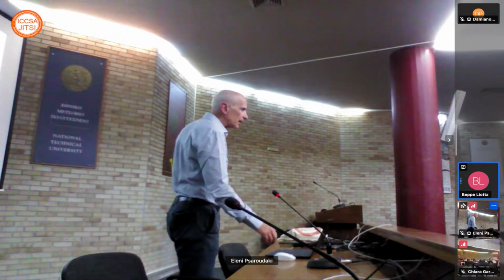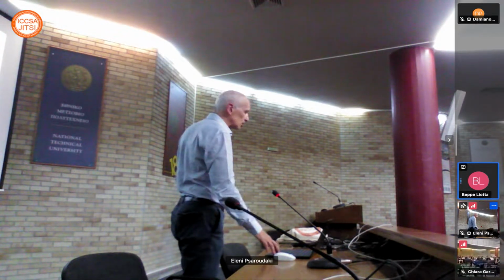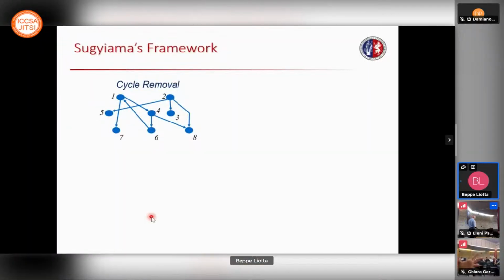So another famous algorithmic framework is the so-called Sugiyama's framework. Sugiyama was a researcher in Japan, and he came up with his students, Sugiyama, Takao, and Toda, with this approach to showing the hierarchical structure of directed graphs. So if you have a directed graph, you want to show the vertices that come before, then the other vertices that are below, and so on and so forth.